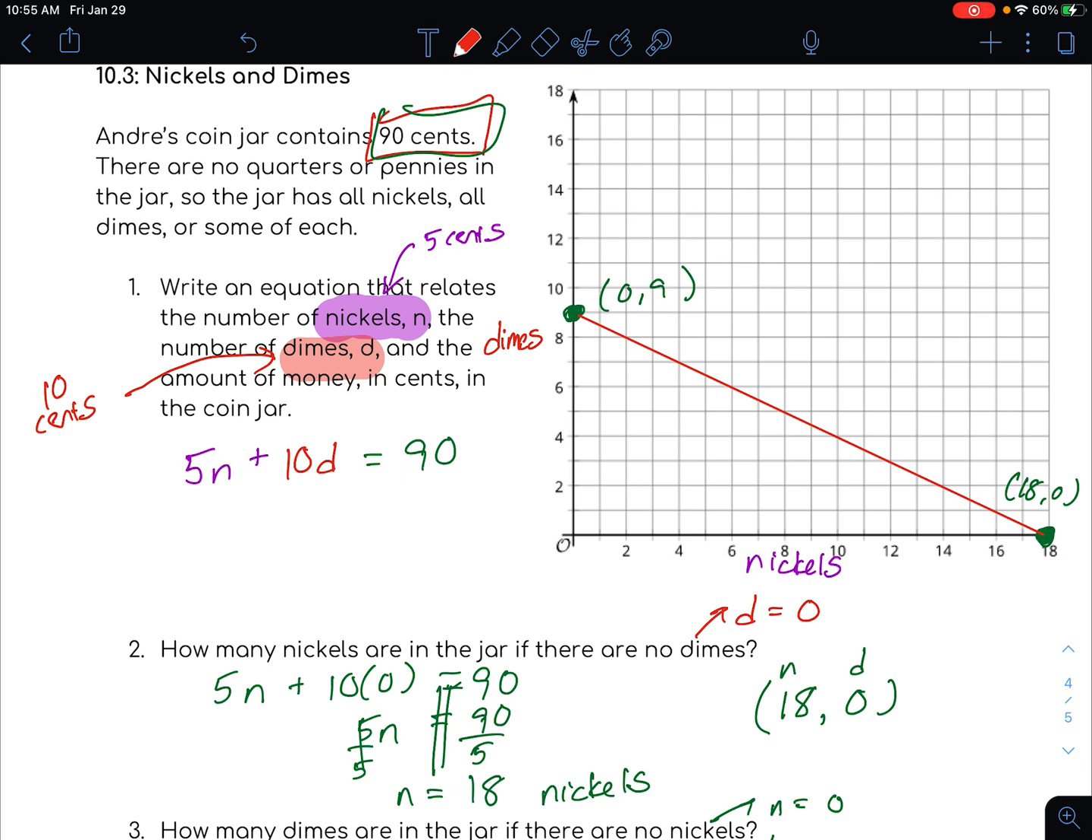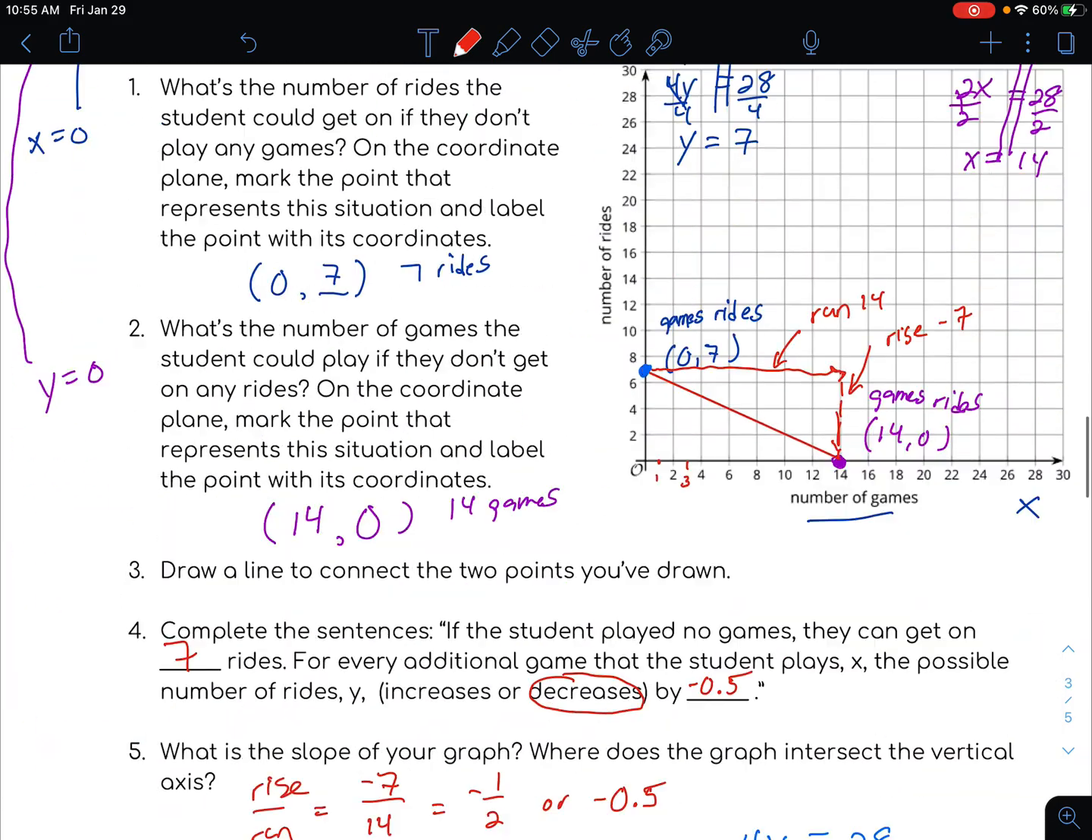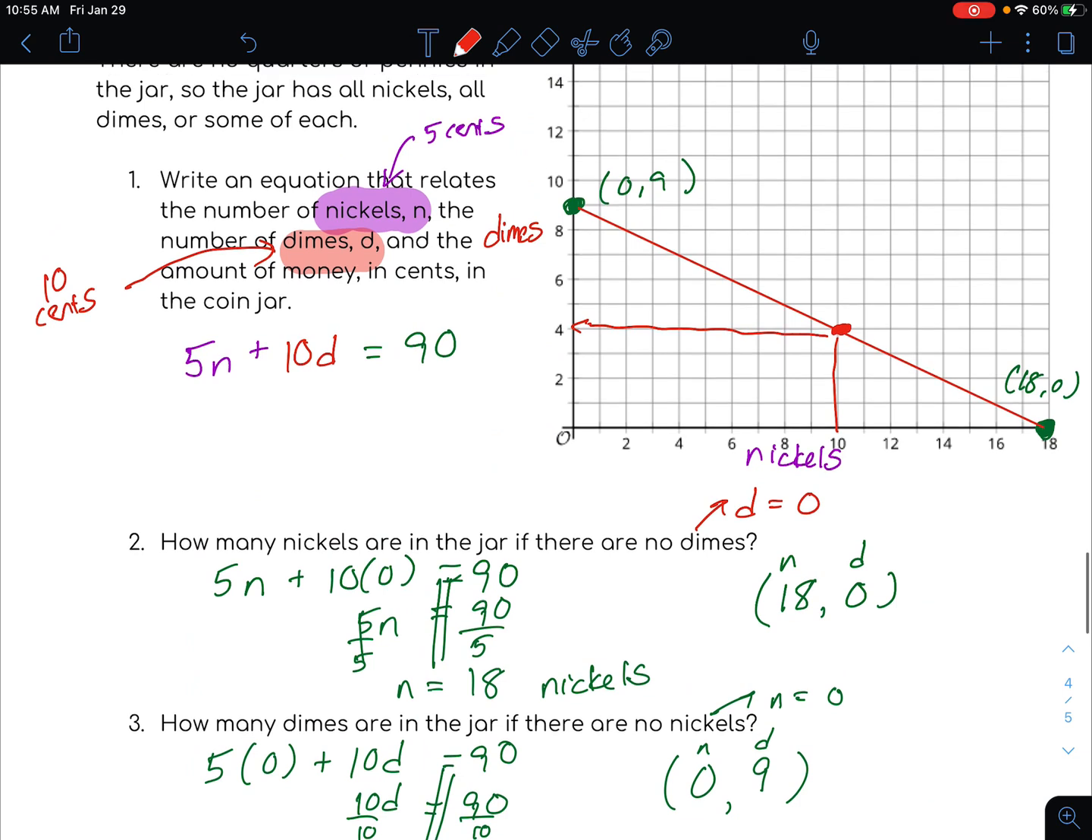And now we have a relationship between the number of dimes and the number of nickels that would always add up to 90 cents. So for example, 10 nickels, which of course would be 50 cents, matches up with 4 dimes, which would be 40 cents. 50 plus 40 does equal 90. So that would be an example of a combination that would work. 10 nickels and 4 dimes does add up to 90 cents, along with a number of other combinations that are there.